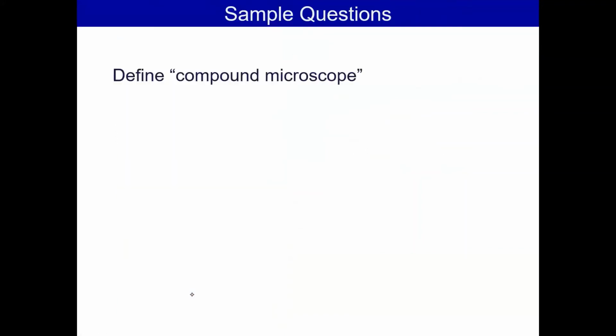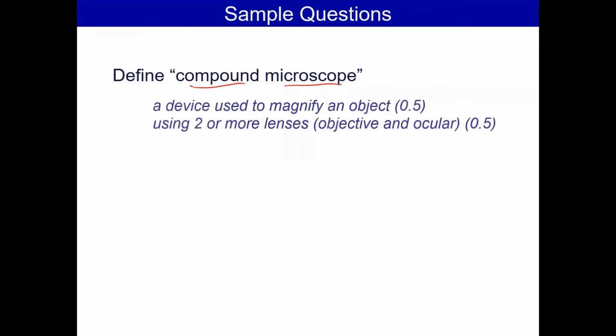So another sample question, define compound microscope. In this case here, keep in mind, anytime you have two words, make sure that you're addressing both words, right? So microscope is a device used to magnify something, and the compound part means it has two lenses, right? So you've got the ocular lens and the objective lens. So like I said, make sure you do take a look at what both words are.